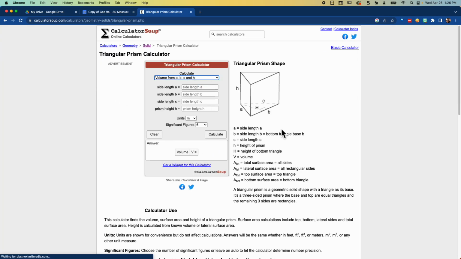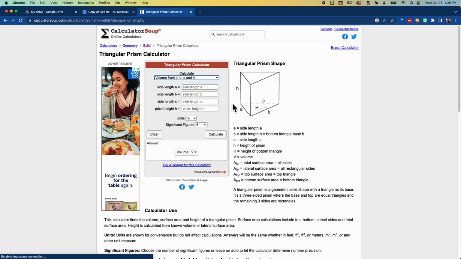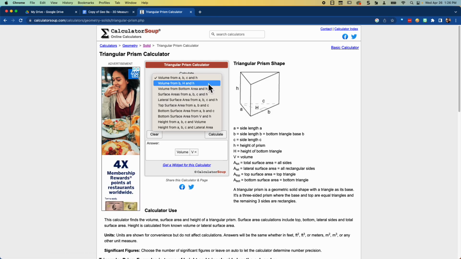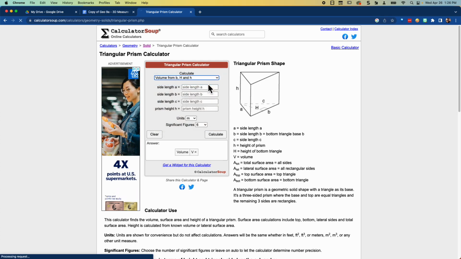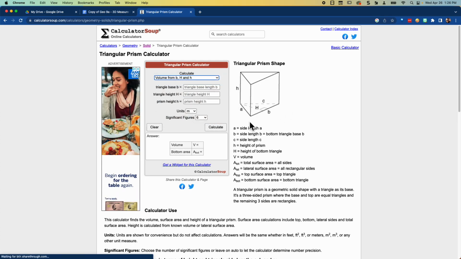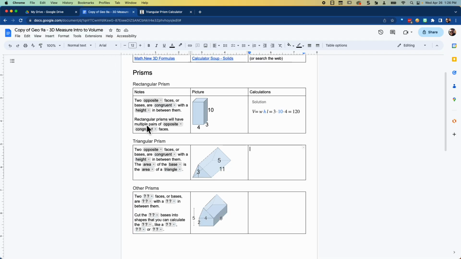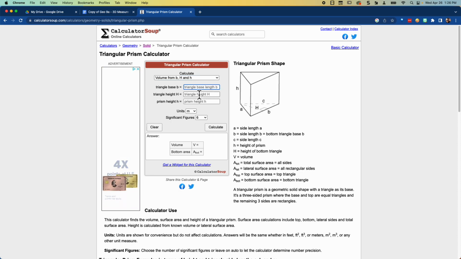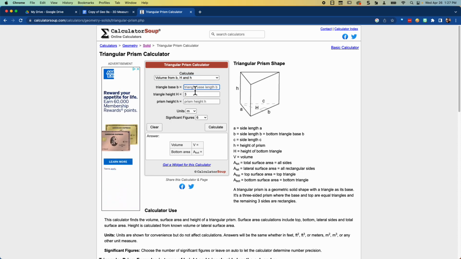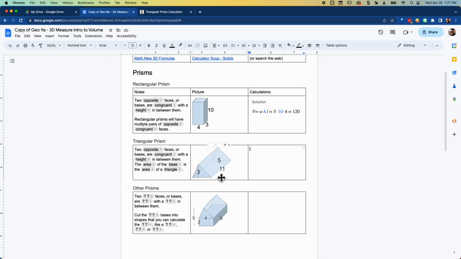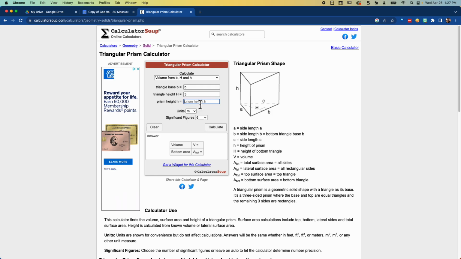One of the ones we can use is Calculator Soup. So if we have the triangle base and the triangle height, capital H, that would be 3 for the height and 5 for the base. So the height is 3 and the base is 5 for the triangle, but then the height for the prism part, H, is 11. It's that line connecting the two of them.